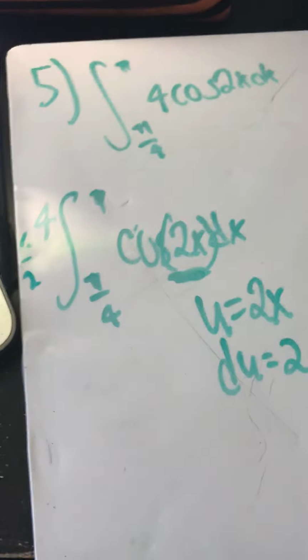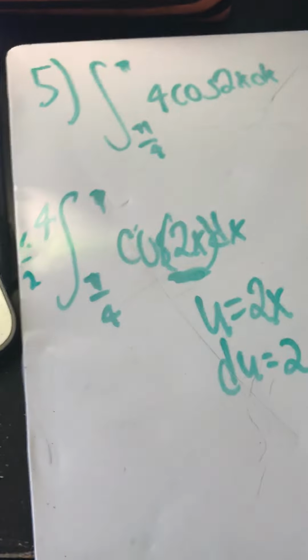Then from there, you're just going to plug pi back in. We're going to keep the 2 on the outside to make things easier. Sine of 2 times pi minus sine of 2 times pi over 4. From that answer, you basically got 2 times 0 minus 1, so you get -2 as your final answer.